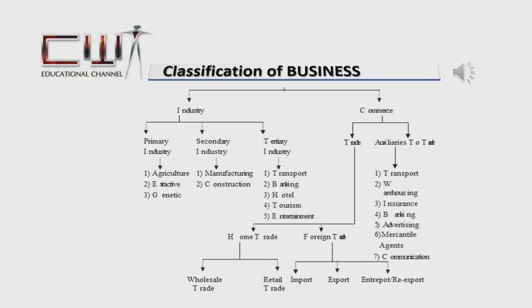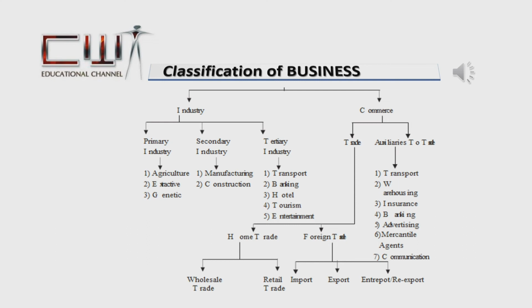Under foreign trade, there are three categories: import, export, entrepot, or re-export. Import means when we have to bring into the country certain goods or services for requirement or for the satisfaction of wants of consumers. So we are bringing goods inside the country. Export means when our goods which are being produced are sold outside the country. This means the goods are made within the country, but they are sold outside the country.